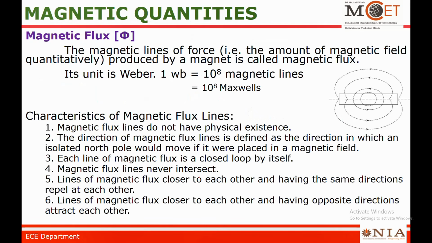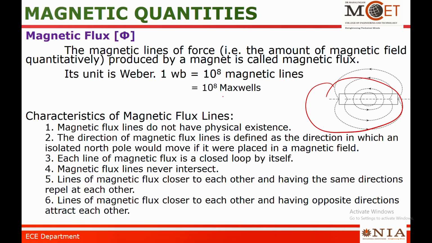The magnetic flux normally refers to the quantity of magnetic lines produced by a magnet. For example, here is a magnet. How many magnetic lines it produces is the magnetic flux.